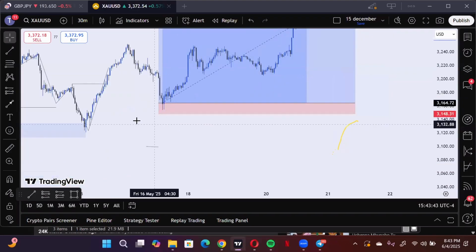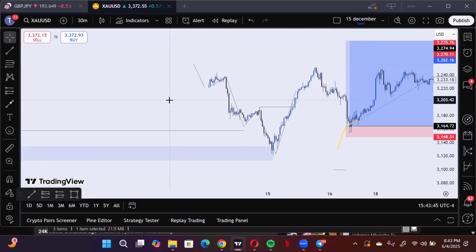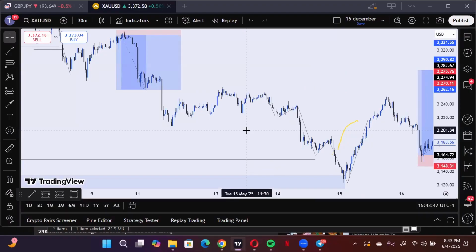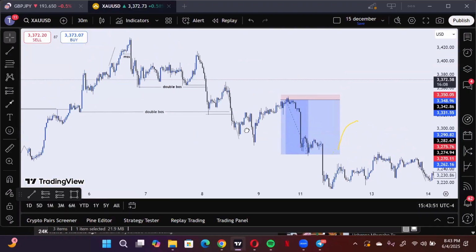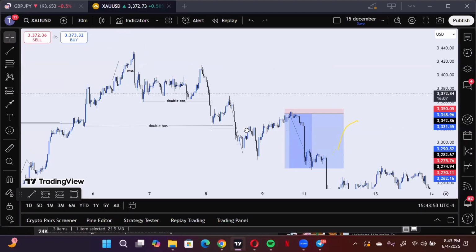Like I said, after your market structure part of the strategy, you move on to the next part of the strategy, which is the liquidity part of the strategy. There are different types of liquidity in the market, but the one we use in picking entries is what you call an inducement liquidity.